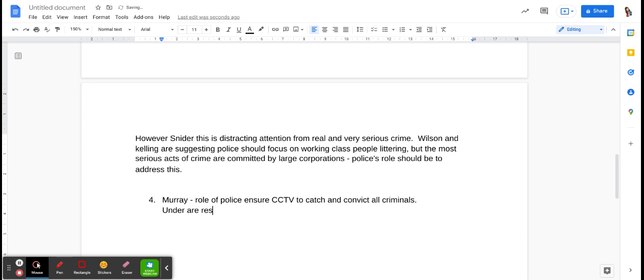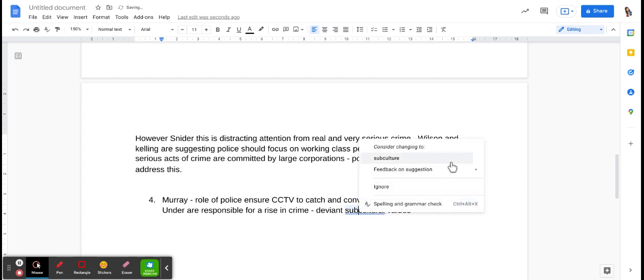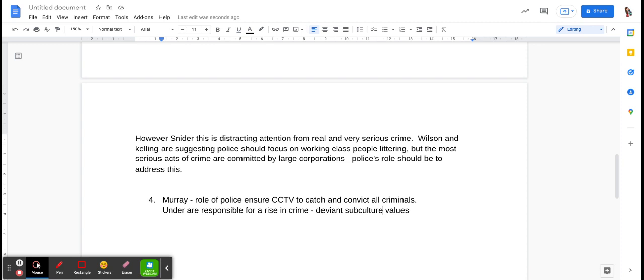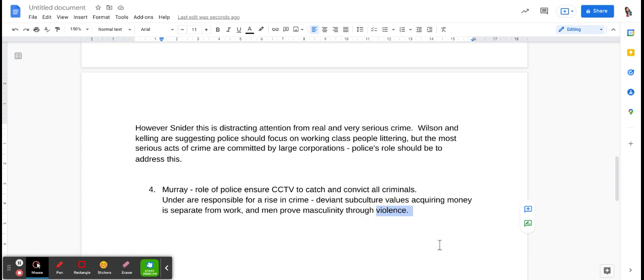The underclass are responsible for a rise in crime. They have deviant subcultural values where acquiring money is separate from work, marriage is separate from childbearing, and men prove masculinity through violence. I suppose you could put the point about marriage being separate from childbearing if you wanted to. I'm trying to focus in a little bit on crime. Don't know why I got an issue with people not being married, but there. I'll do those two.